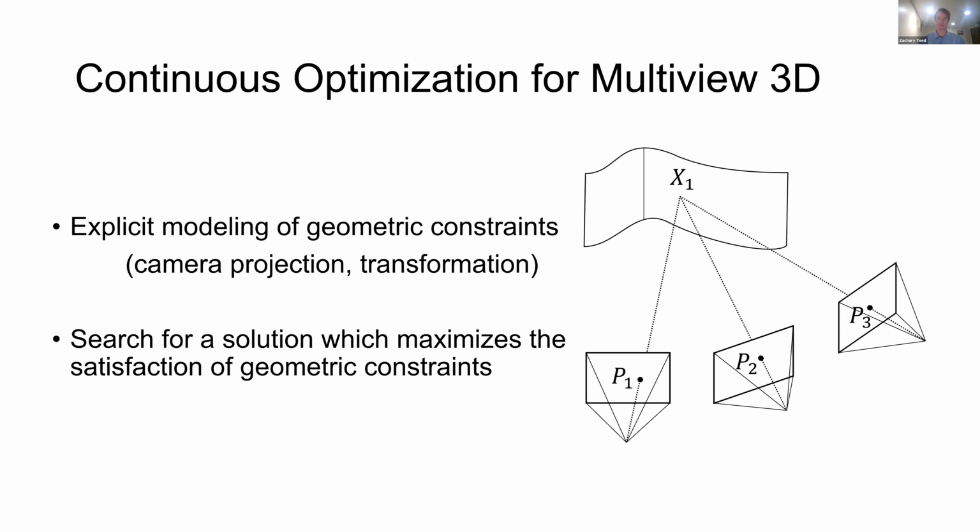For example, if we have a 3D point, we know how the 3D point gets projected onto each of the images, and we can model this using reprojection error, these types of loss functions. Then during inference, we search for a solution which maximally satisfies these geometric constraints.